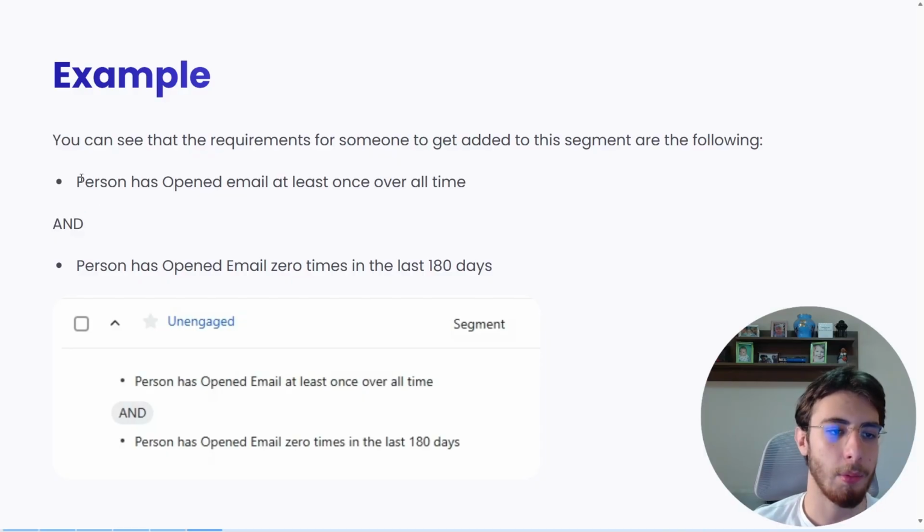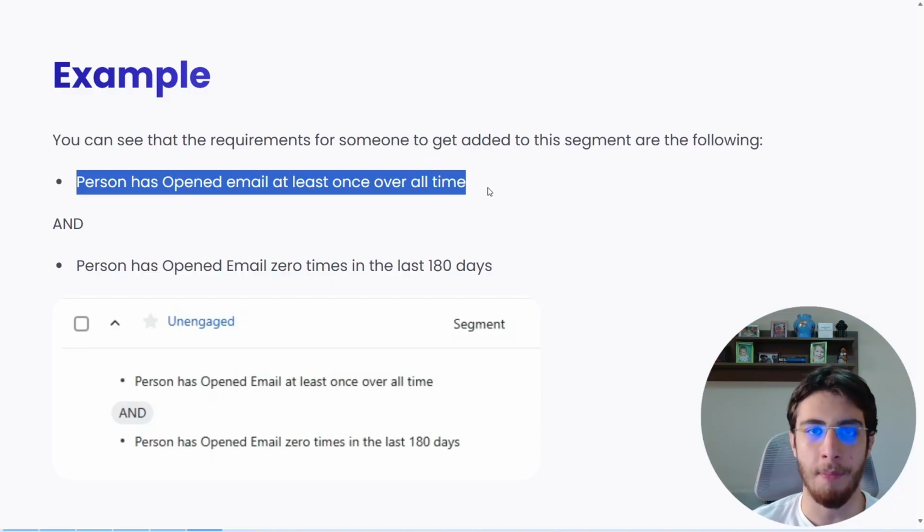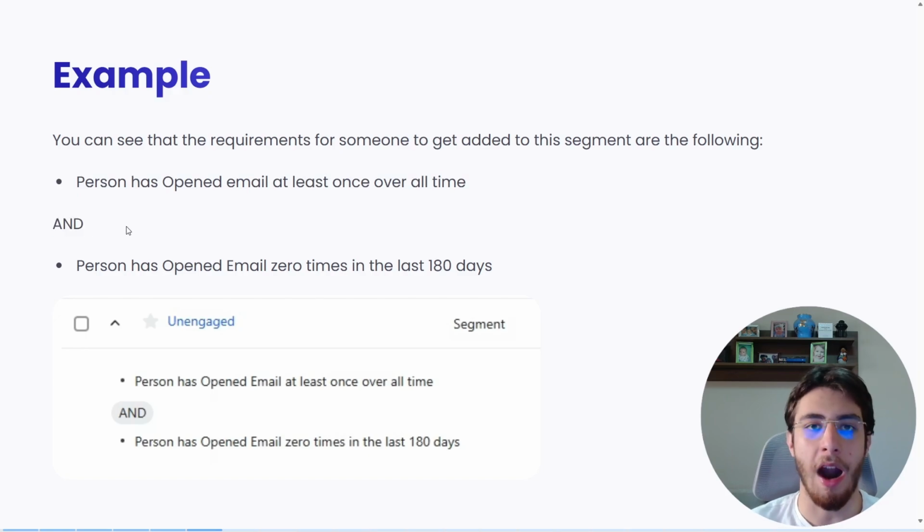If you had or here, it would be person has opened email at least once over all time, or person has opened email 0 times in the last 180 days. It wouldn't make much sense in this case, right? Obviously. But if that was the case, if they had or instead of and here, that would mean that the person would need to meet only one of the requirements, okay? So these logical operators are very, very important.